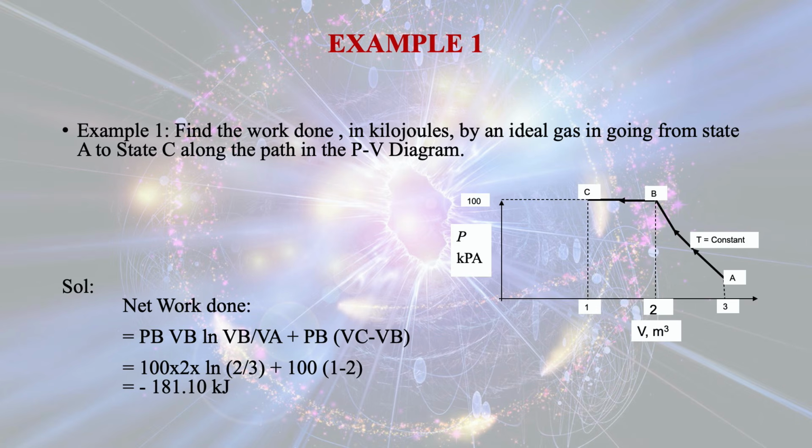So for the compression process, we have to do work onto the system, and by convention, when we are doing work onto the system, that is negative. That's why the final result is coming as negative. So net work done is minus 181.10 kilojoule. Let us discuss this problem, that is example 2.